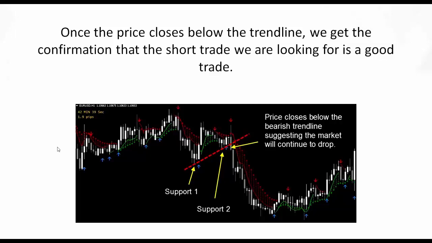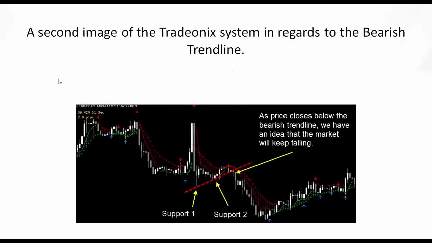When I say we get a break below, price can poke through it and then not close below it. That technically is a break, but what I'm looking for is the price or the candle to get through it and then close on the other side of it. Once we get a close on the other side, there's enough momentum there for me to want to keep moving forward. I'm going to take the trade, and it's going to line up with a Tradonic signal in this case. A second image of the Tradonic system in regards to the bearish trend line. Now, this is in a period of some chaos. We had this nice big move.